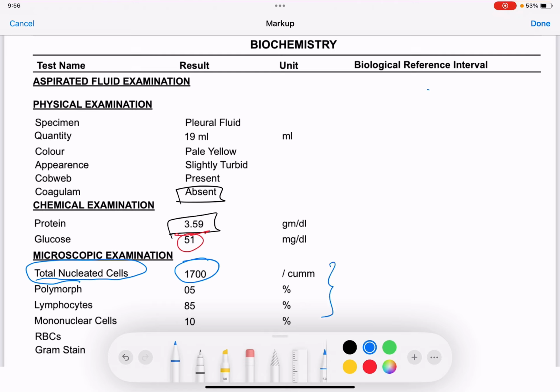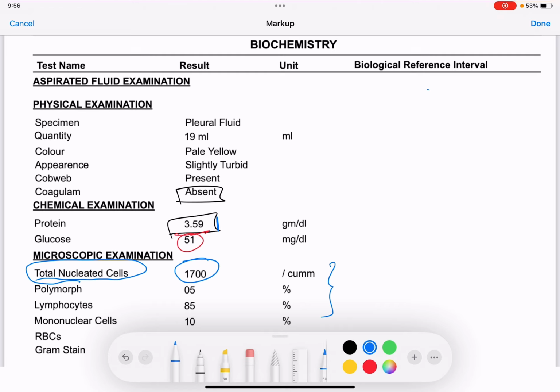Now in this particular case, we are seeing 1700 nucleated cells, which is pretty high. Ideally there should not be any cells, or if cells are present, there can be 1 or 2 or 3 or a few cells, and most of them should be lymphocytes. But in this case, the total nucleated cells are 1700. The protein is high, meaning there is a huge recruitment of nucleated cells.